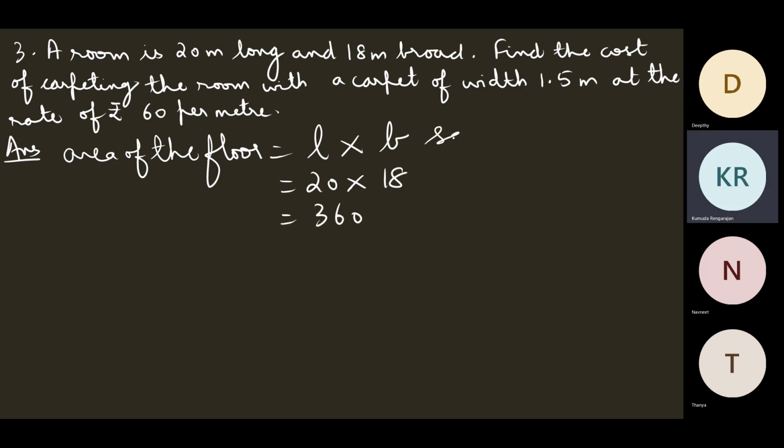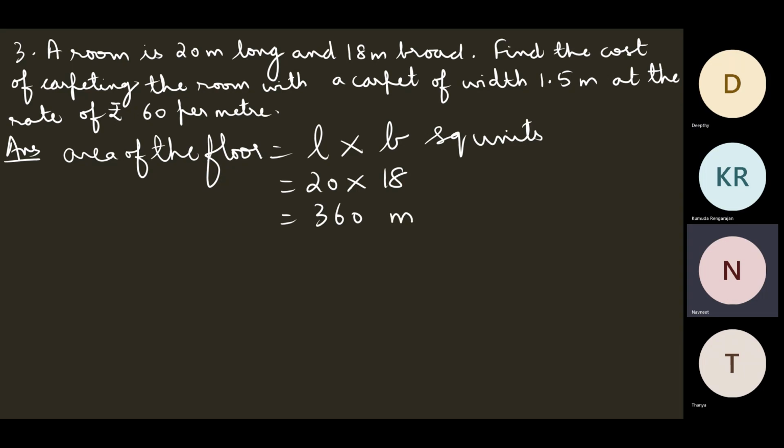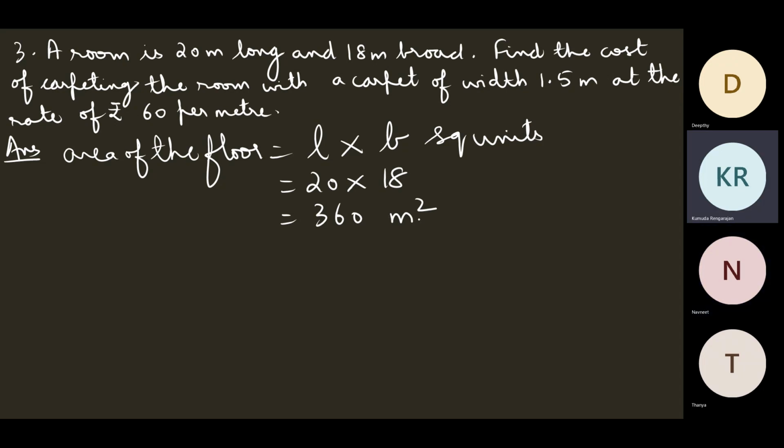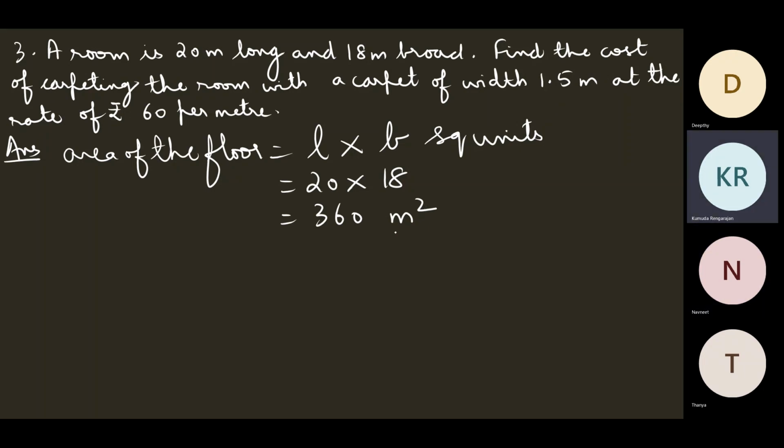What is the unit? Is it meter or meter square? Meter square, because it's area. Okay, so the area of the floor is equal to L into B, 20 into 18, 360 meters square. Now we need to find the cost of carpeting the room with a carpet of width 1.5 meters at the rate of rupees 60 per meter.